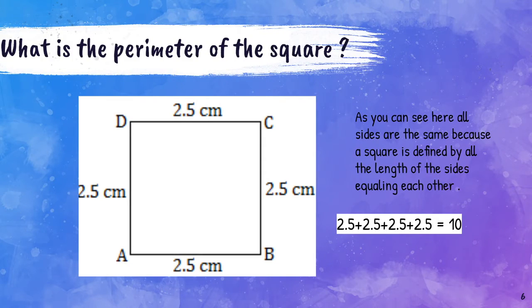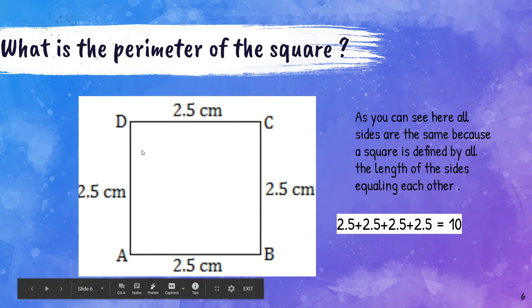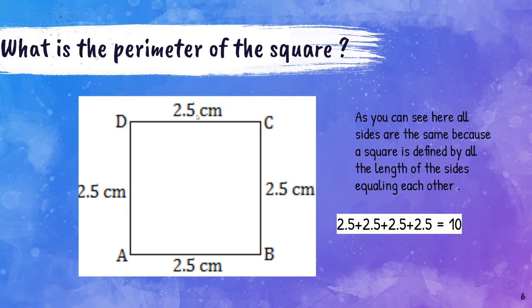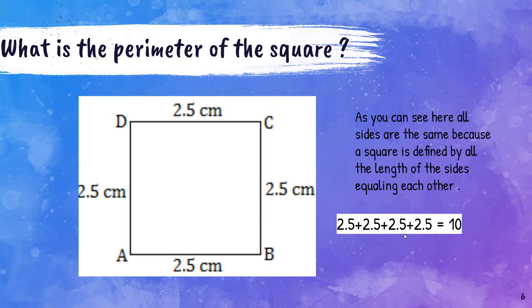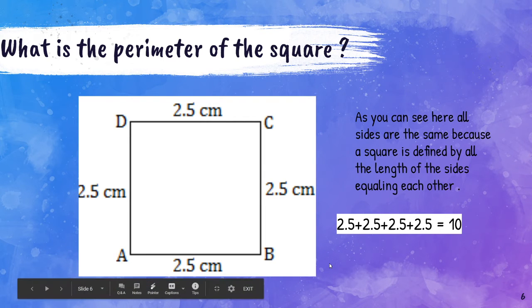What is the perimeter of this square? As you can see here, all sides are the same because a square is defined by all the lengths of the sides being equal to each other. So if they only gave us one side, we would know all four sides, because if they told us it was a square, we would know each side. But thankfully, they gave it to us. So all we need to do is find the distance around it. To find the distance around it, we take each side length and add it together. So here it would be 2.5 plus 2.5 plus 2.5 plus 2.5. Or in other words, 2.5 times 4, which gives us 10.